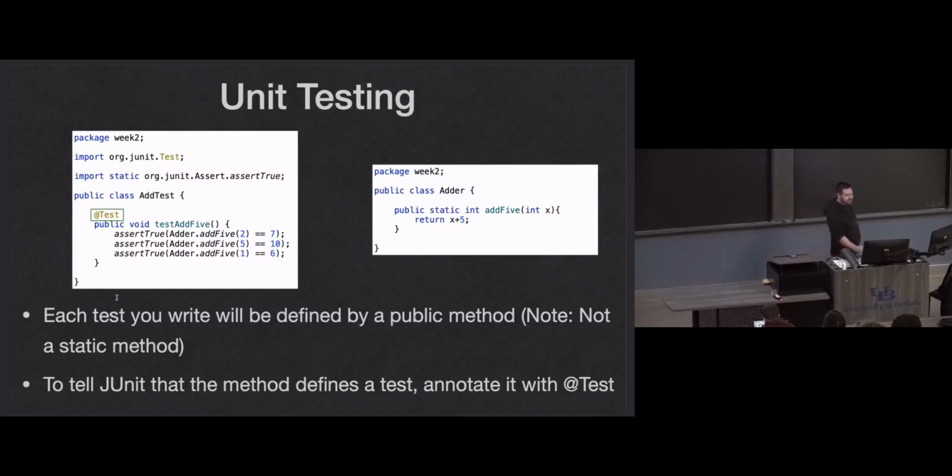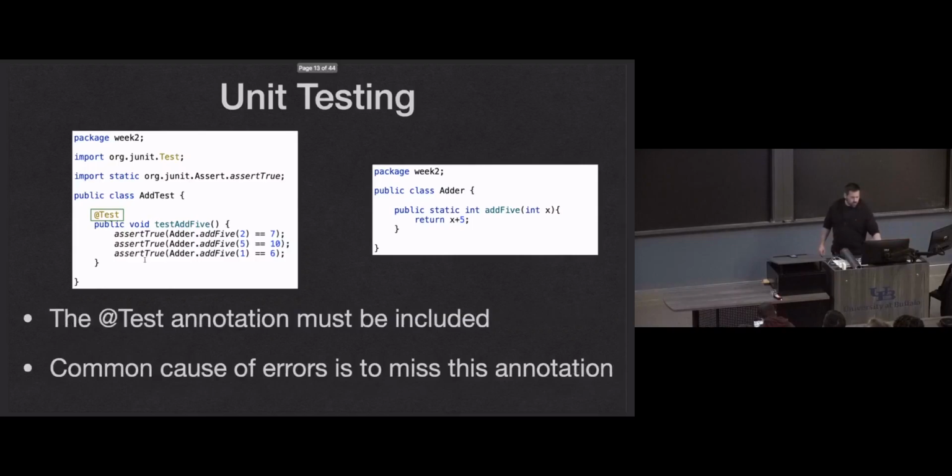So JUnit needs this method to be public void, and then whatever you name it, and it needs the @test annotation. If you do those two things, JUnit's happy. JUnit's going to run this as a test. But that's JUnit's interface. It needs those things to be able to do its thing. Don't forget the @test annotation.